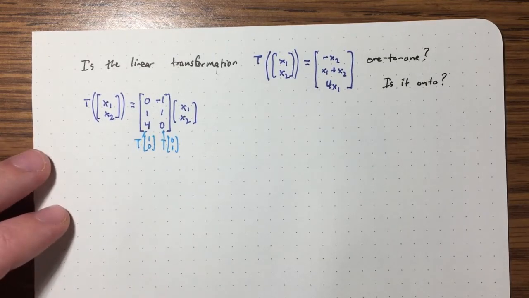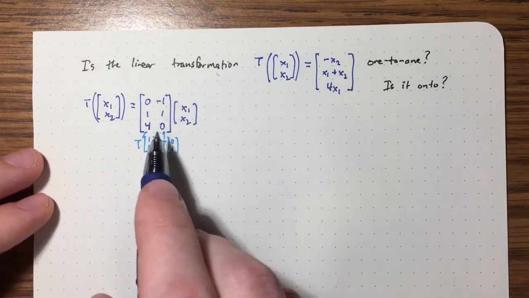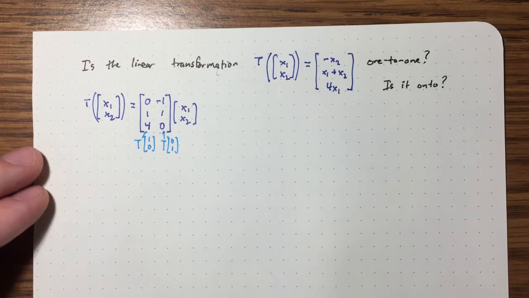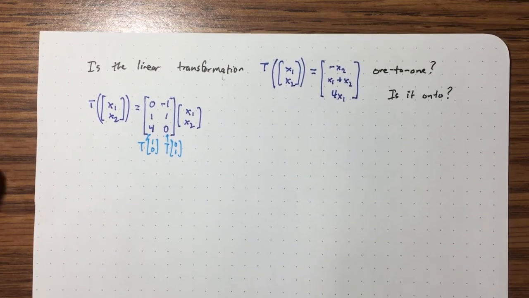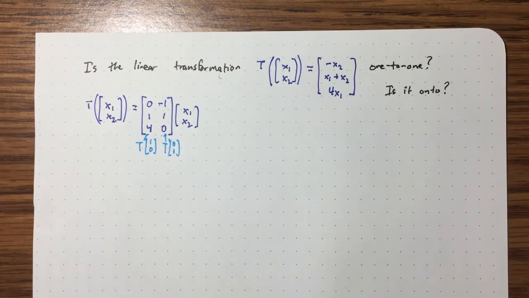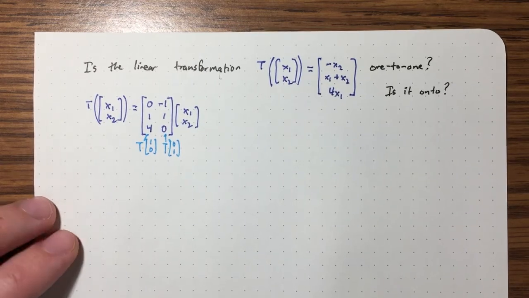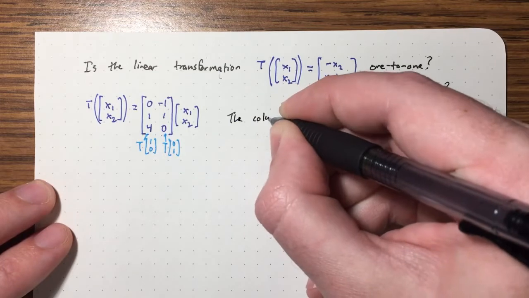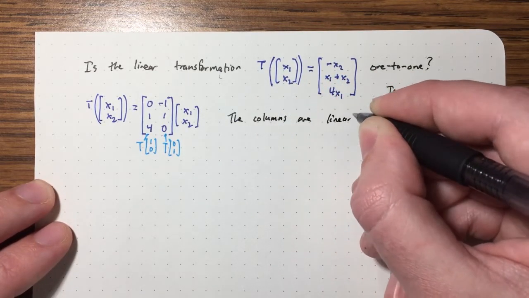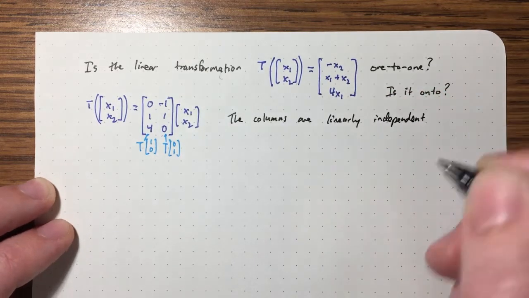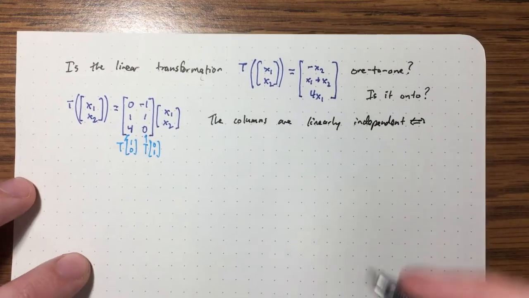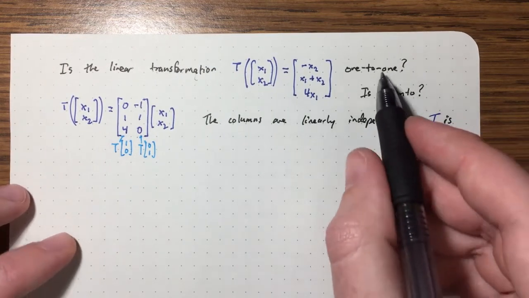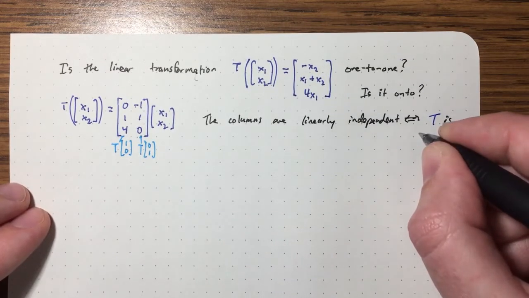Is it one-to-one? Is it onto? What we're really asking is, what about the columns? Do the columns span Rn? Are they linearly independent? Can we just see that from this matrix? Do we have to really go into row echelon form to see if there is a pivot in every row, pivot in every column? I don't think we do. Because, are the columns linearly independent? Yes, the columns are linearly independent. Which means what? You want to keep track of these. T is one-to-one if and only if the columns are linearly independent. So T is one-to-one.